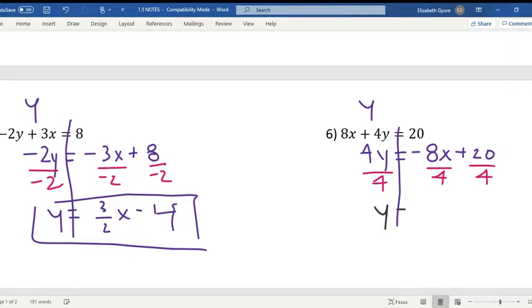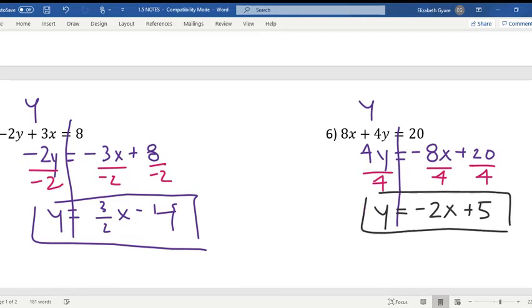So I'm going to then have y equals negative 8 divided by 4. Can you divide negative 8 by 4? Yeah, you can divide negative 8. What is negative 8 divided by 4? Negative 2. Don't forget to bring your x. And then what's 20 divided by 4? 5. And now you're done. Good.